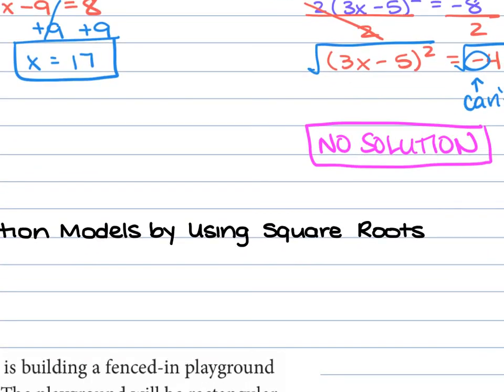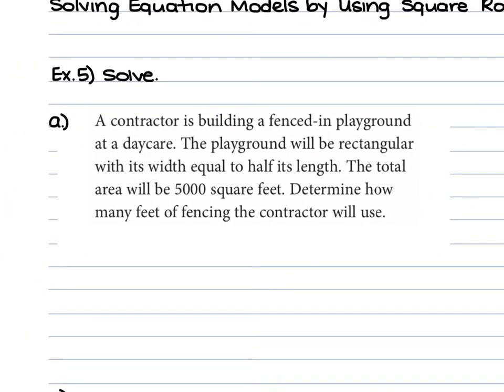If we look at our next example, we have a word problem that says a contractor is building a fenced-in playground at a daycare. The playground will be rectangular with its width equal to half its length. The total area will be 5,000 square feet. Determine how many feet of fencing the contractor will need.